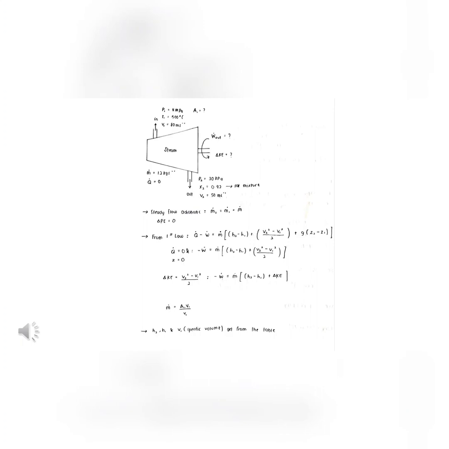The formula for kinetic energy is V2 squared minus V1 squared divided by 2. So we can use the equation to get the solution. H2, H1 and V1 specific volume we can get from the table. The equation for mass flow rate equals area multiplied by velocity divided by specific volume.